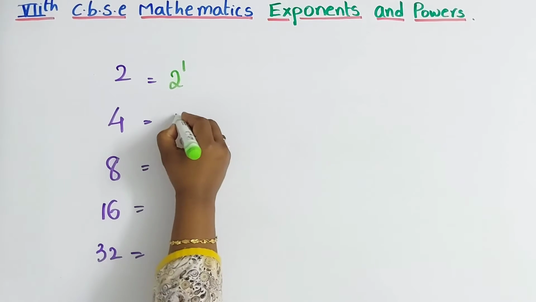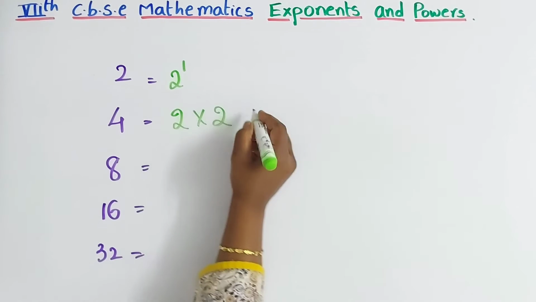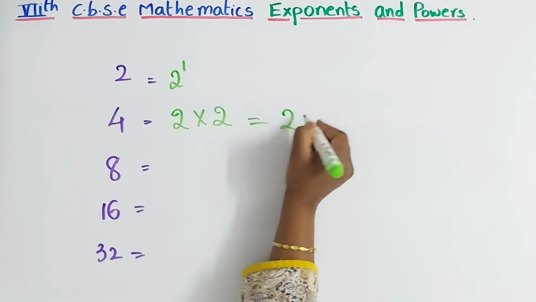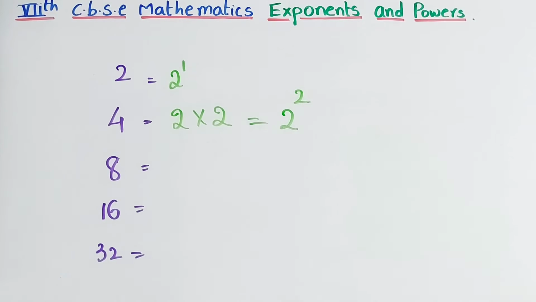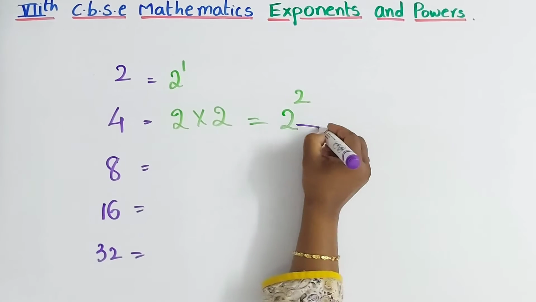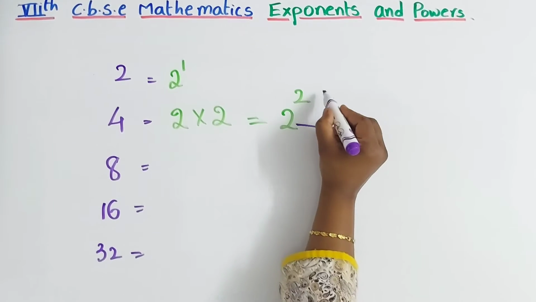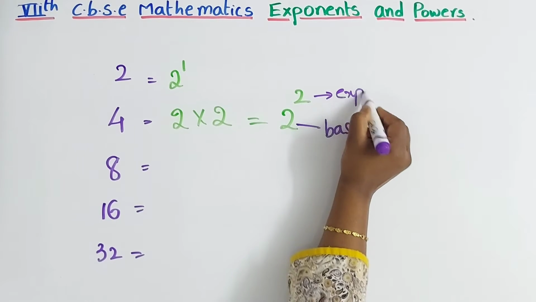4 we can write it as 2 into 2. 2 we can multiply 2 times. 2 into 2 here, that equal to 4. So 2 to the power of 2. 2 raised to the power of 2. Right, children? Here 2 is base. And 2 times we are multiplying. That means this is exponent.